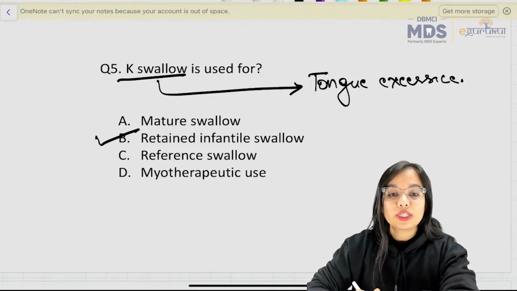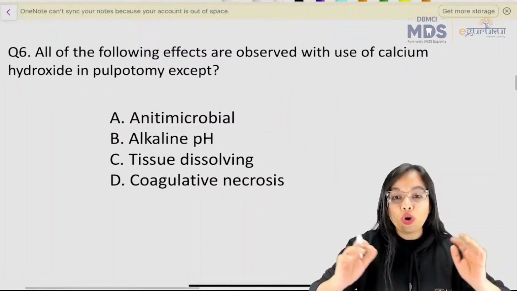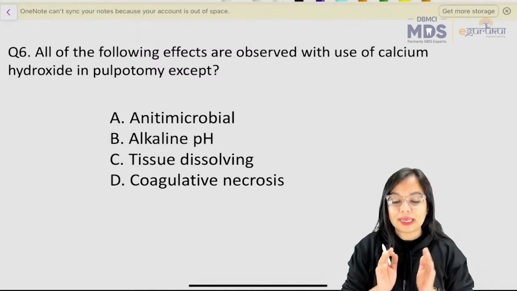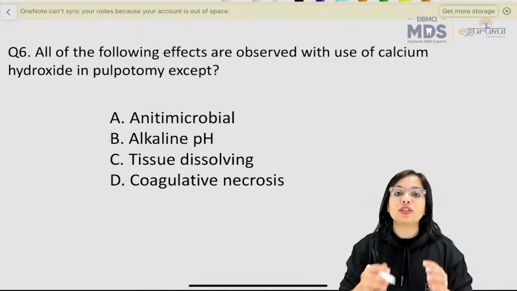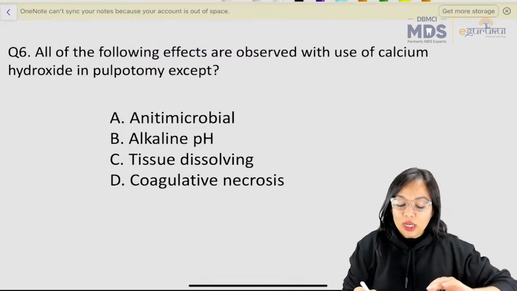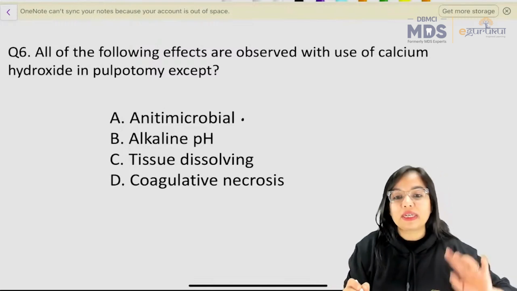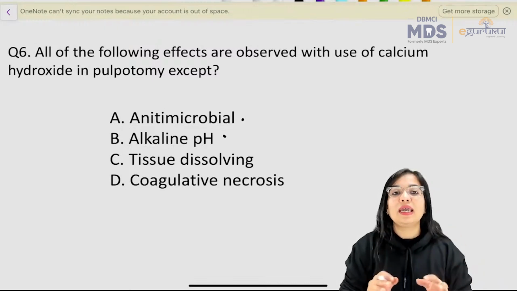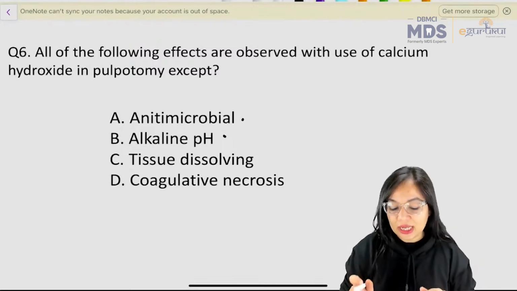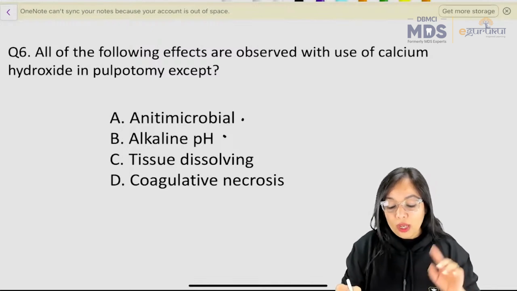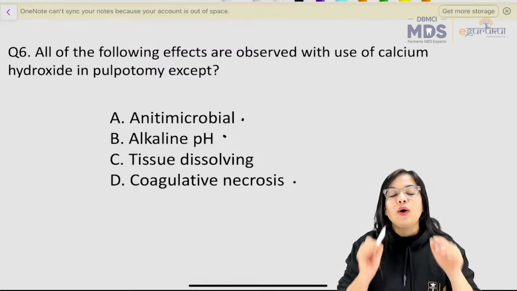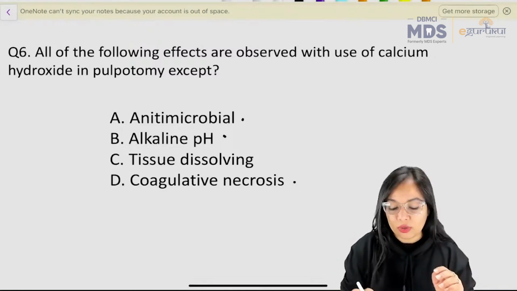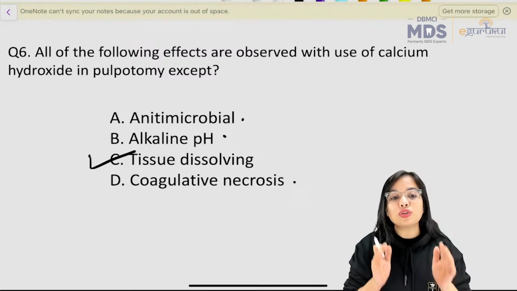Okay, so the next question in here is, all of the following effects are observed with the use of calcium hydroxide in pulpotomy except. So what effect is not observed with calcium hydroxide? So antimicrobial effect, yes, the effect is there with calcium hydroxide. Alkaline pH, of course, calcium hydroxide has an excellent and very high alkalinity. Tissue dissolving, no. And coagulative necrosis? Yes. Whatever part of the tissue comes in contact with calcium hydroxide undergoes coagulative necrosis. So, the answer here becomes tissue dissolving property.